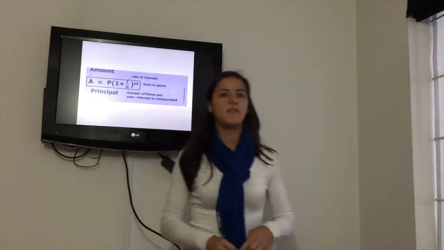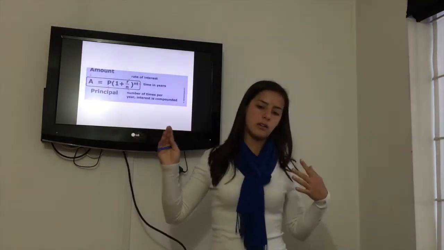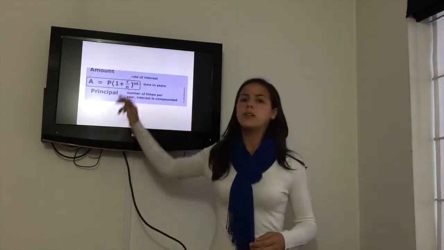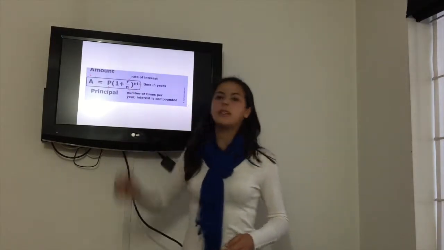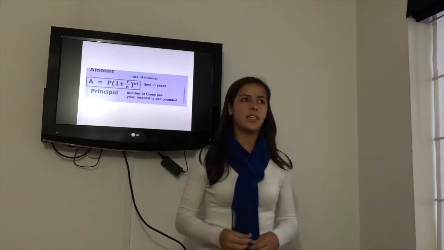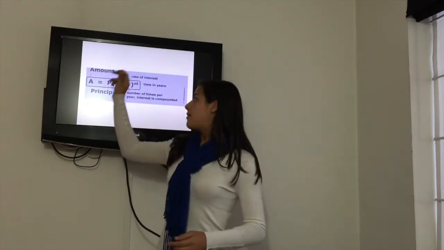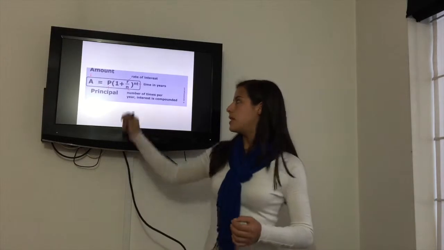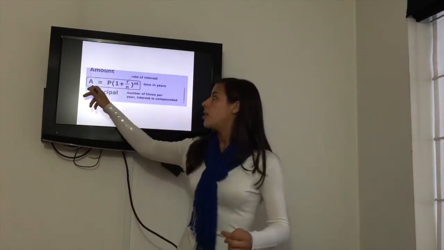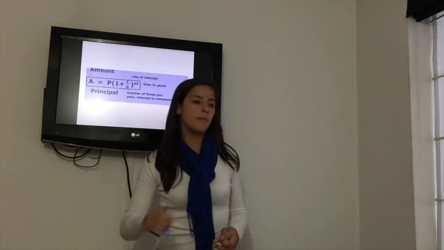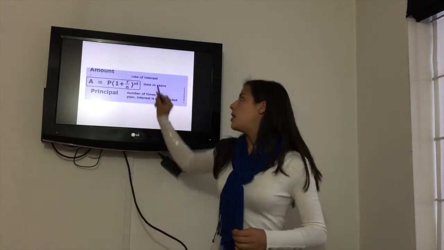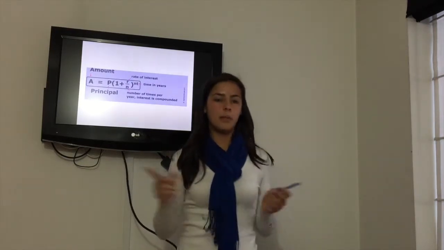So for example, if I invested for 4 years, then my exponent will be n times t, which is, as said, 4. Then after you replace and solve this exponential function, you're going to have as a result the total amount of money that you're going to get at the end of that period of time.